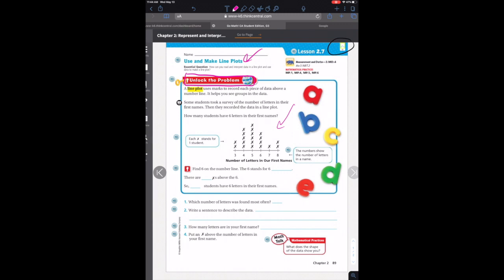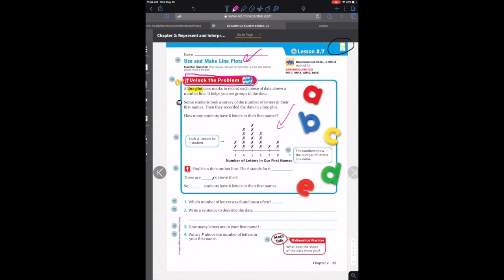A line plot uses marks to record each piece of data above a number line, and it helps you see groups in the data. If I look at this line plot, I can see that the most is under the number 5, second most is under the number 4, third most is under the number 6, and so on. So what do these X's represent? It looks like some students took a survey of the number of letters in their first names. Then they recorded the data in a line plot.